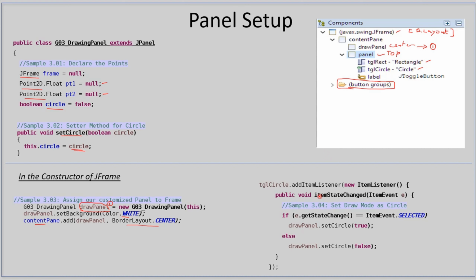After this, we handle the item state changed for our toggle buttons. In that item state changed event handling, we check the state using e.getStateChange. It's an item event, right? And we check whether it is in selected state or not. If it is in toggled state, then we set the circle to true. Here you can see. Otherwise we set it to false. So this code was added in the previous video itself. So here I explained the code.